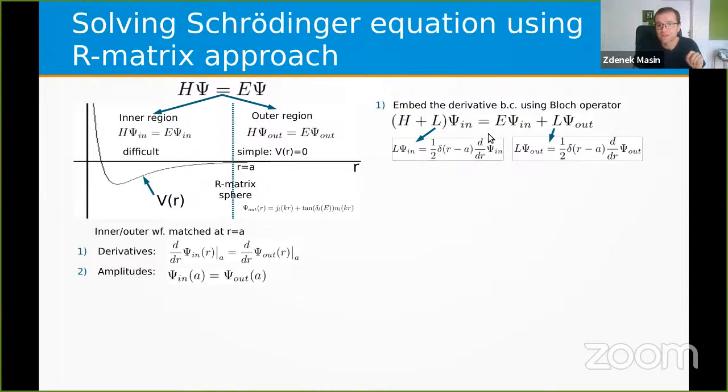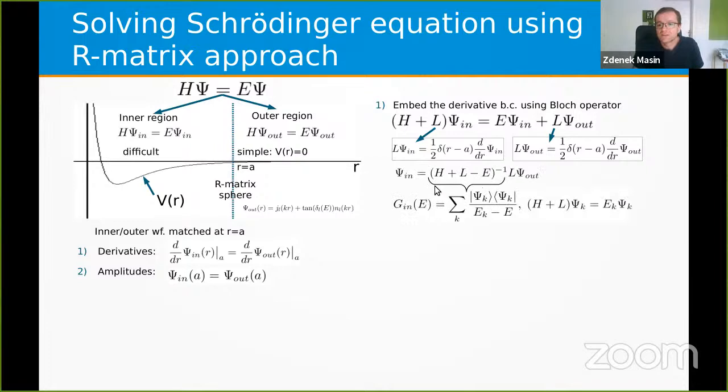How we do it is that we add this term, which is called the Bloch term, and that basically calculates the derivative of the wave function at the boundary. So we insert into the Schrödinger equation this term, which is the derivative of the inner region wave function, on the left-hand side, and on the right-hand side, the derivative of the outer region wave function. By this, we ensure that the solution in the inner region automatically obeys the correct boundary conditions on the R matrix sphere. So we can now express the inner region solution using the Green's function of the Schrödinger equation applied to the right-hand side, or to the source term, which is here.